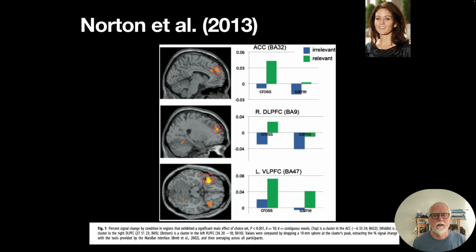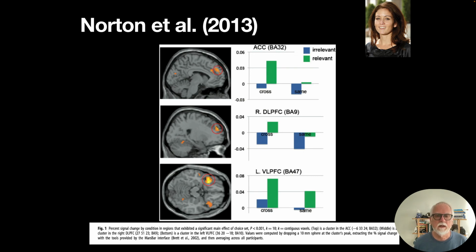And you can see that it really doesn't make much of a difference whether it's cross or same. For stereotype-relevant traits, activation is always higher, whether it's cross or same, in the ACC, the right dorsolateral prefrontal cortex, and the left ventrolateral prefrontal cortex. So all three of those areas showed an effect: any time you're making a judgment about somebody and it involves stereotype-relevant content, that causes these areas to become more active.